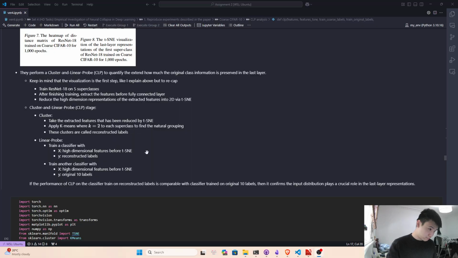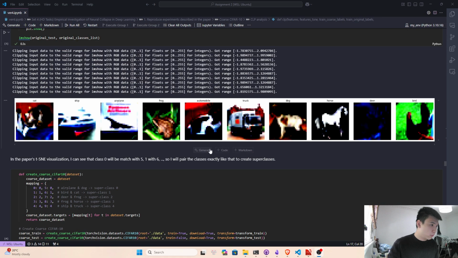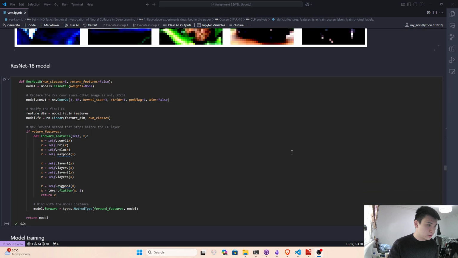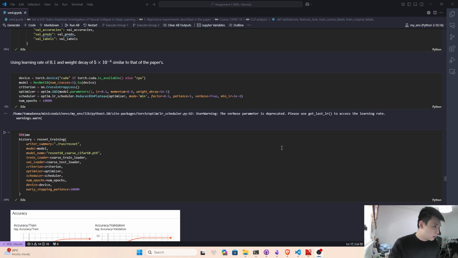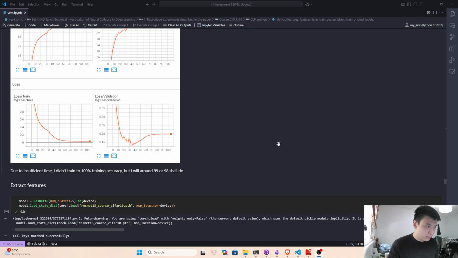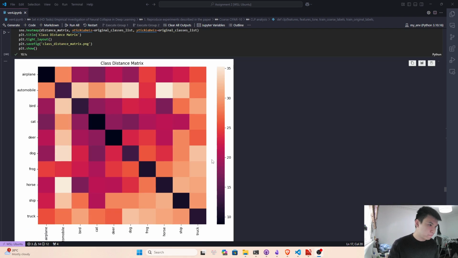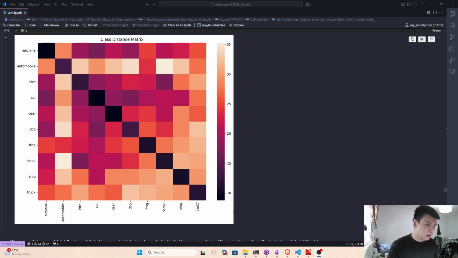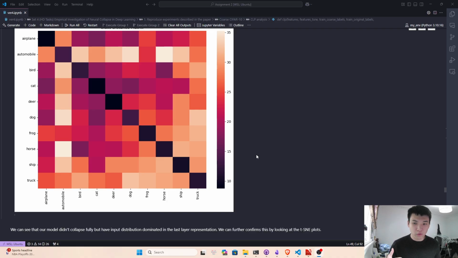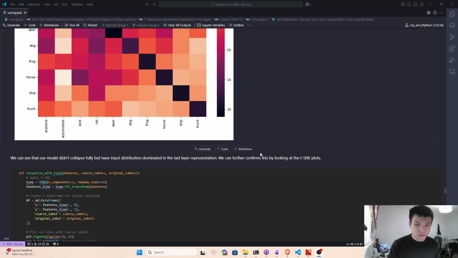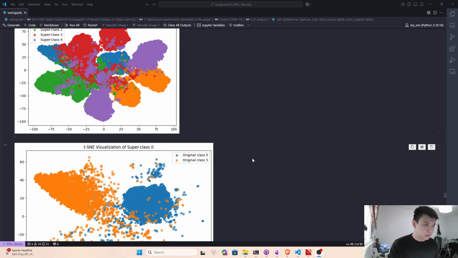And yeah, I'll show how I did it. So this is a data processing step. I didn't get 100% accuracy, but 99, 98, I think it should do. And here's the distance matrix I calculated, and we can see there's a diagonal line here, which shows that our reproduction has input distribution dominating in the last layer representation, and this can further be confirmed by t-SNE plots.